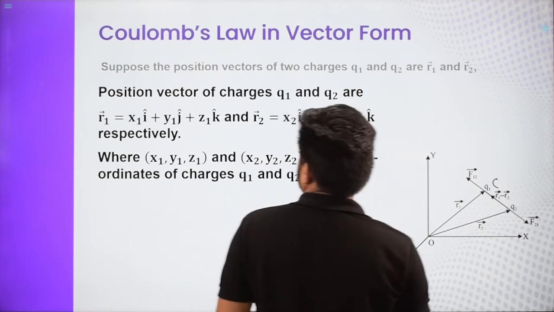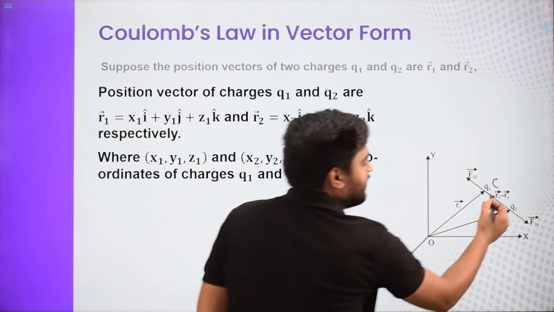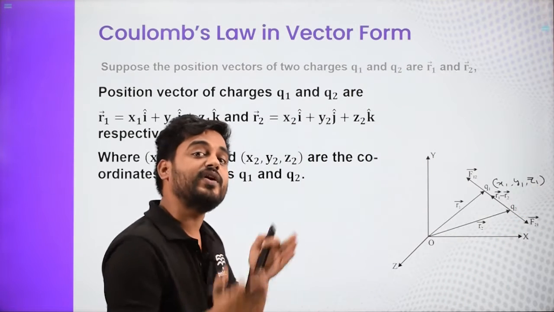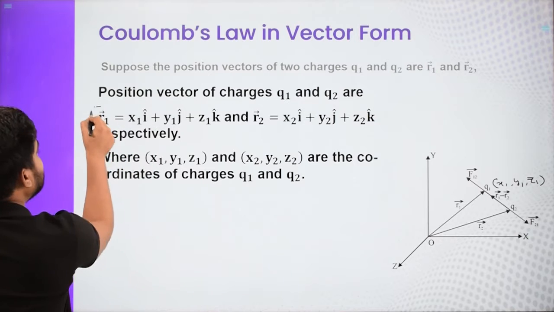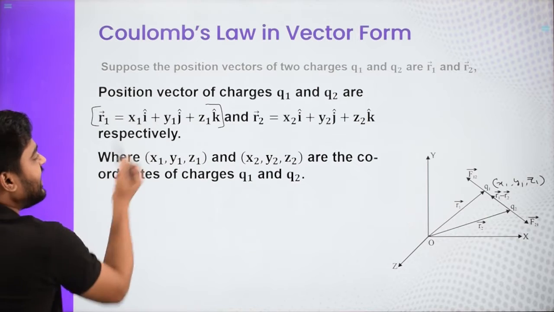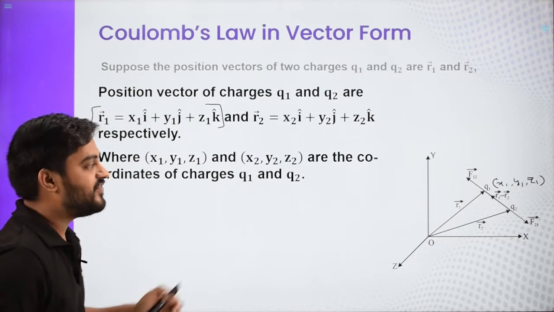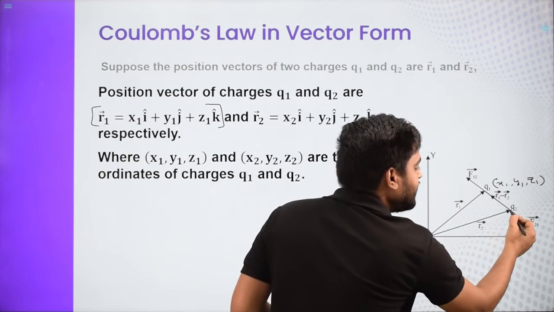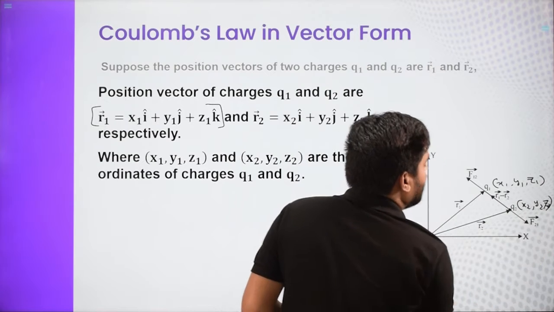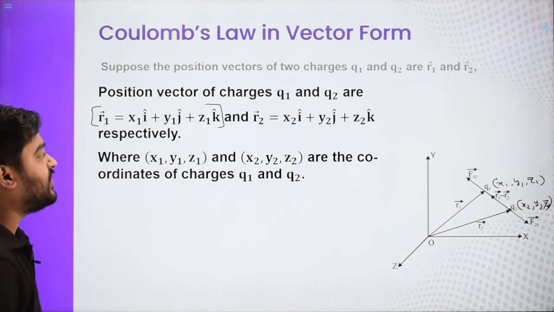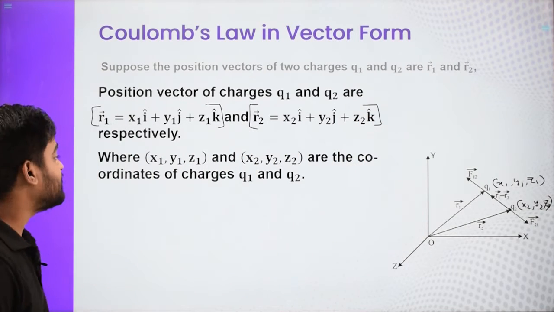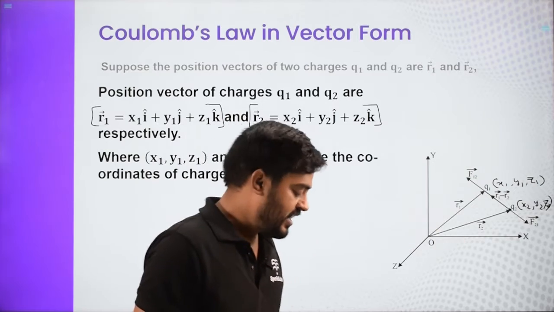If this point is X1, Y1 and Z1, these are the coordinates of the point where Q1 is kept, then R1, the position vector of the point where Q1 is kept, can be written as X1 i cap plus Y1 j cap plus Z1 k cap. Similarly, if the coordinates of the point where Q2 is kept are X2, Y2, Z2, then the position vector R2 can be written as X2 i cap plus Y2 j cap plus Z2 k cap. So this is how we can represent our R1 vector and R2 vector.